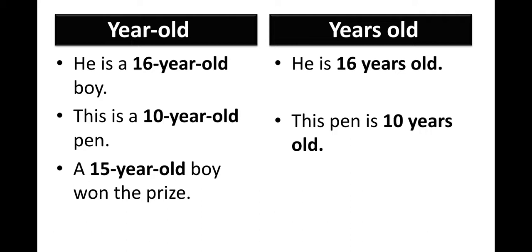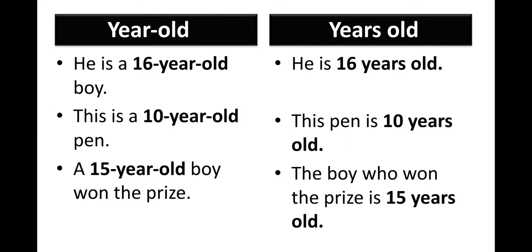Another example: a 15-year-old boy won the prize. If I write the same sentence using "years old," how will I write? The boy who won the prize is 15 years old. Did you understand the difference now? So, hyphens are not here and no noun after "old." But here we have a noun. A 15-year-old boy won the prize. The boy who won the prize is 15 years old. So I hope you have understood the difference.